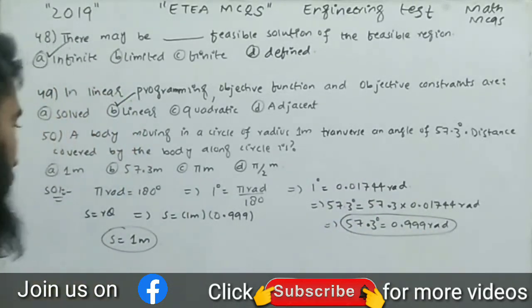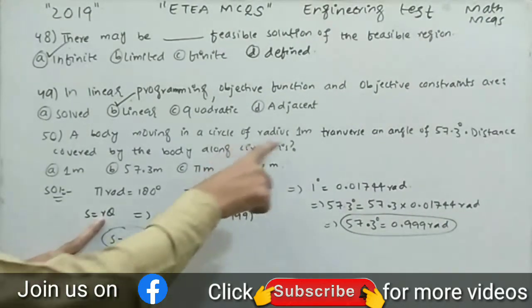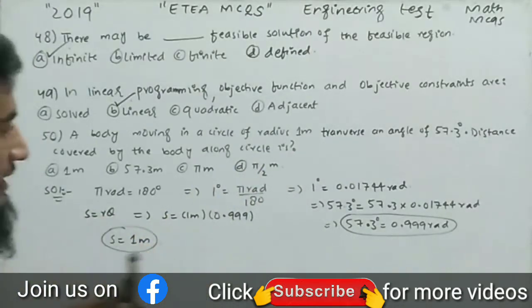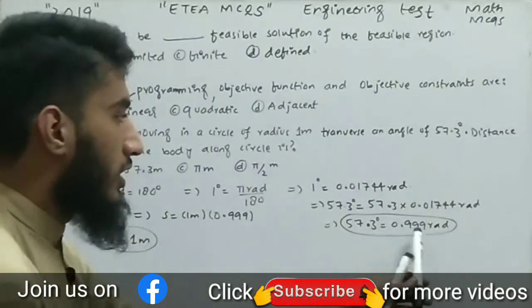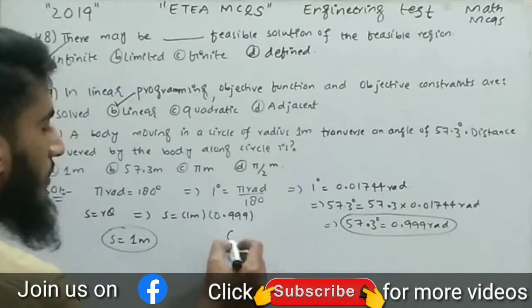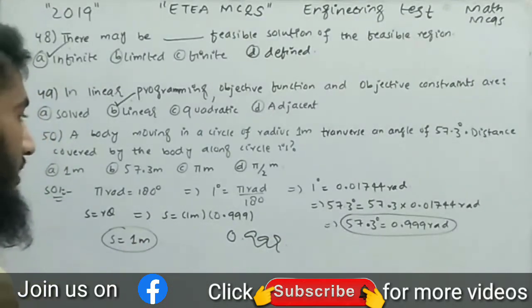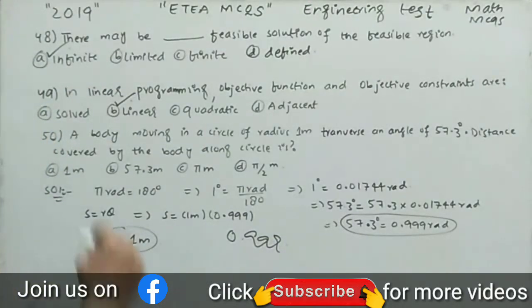As you know, the formula is S is equal to R theta. This is used for the arc length. So S is actually the required distance. R is given, which is equal to 1 meter. So put it over here, and theta we already found in terms of radians, which is equal to 0.999. So multiply 1 with 0.999, it will give us 0.999. By rounding it up, it gives us the value 1 meter. It means the correct option for this MCQ is option number A, 1 meter.